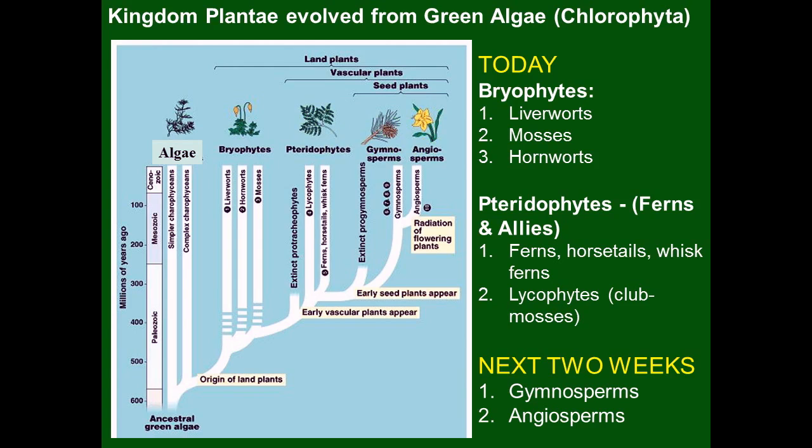So today we can find liverworts, mosses, and hornworts. Those are in Bryophytes. Pteridophytes are the Ferns Allies. So ferns, horsetails, and whisk ferns. And the Leucophytes, which are club mosses. A little bit different than regular mosses.